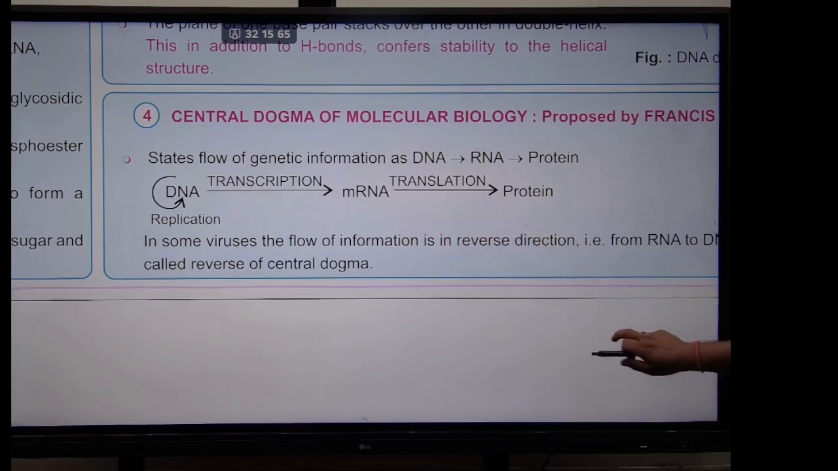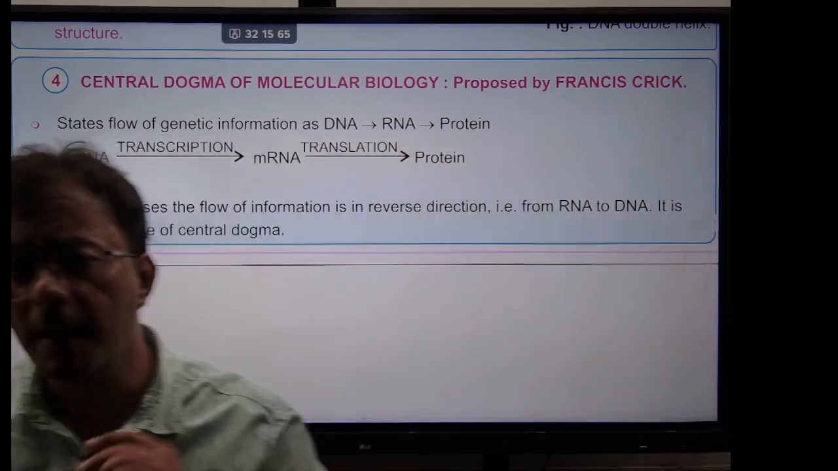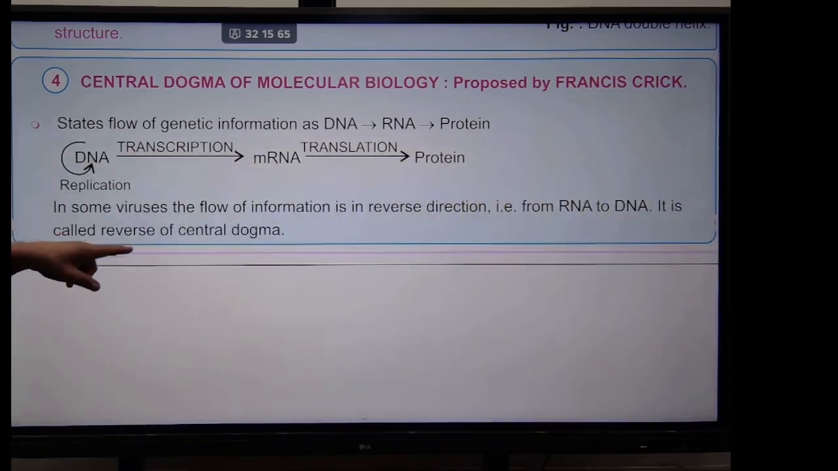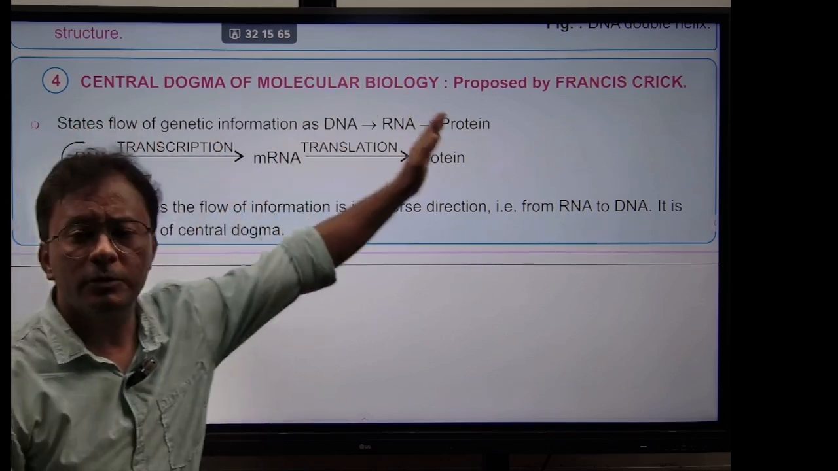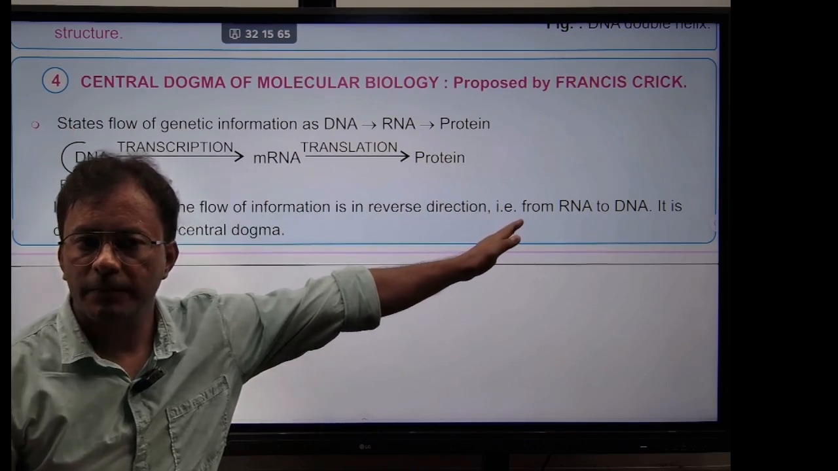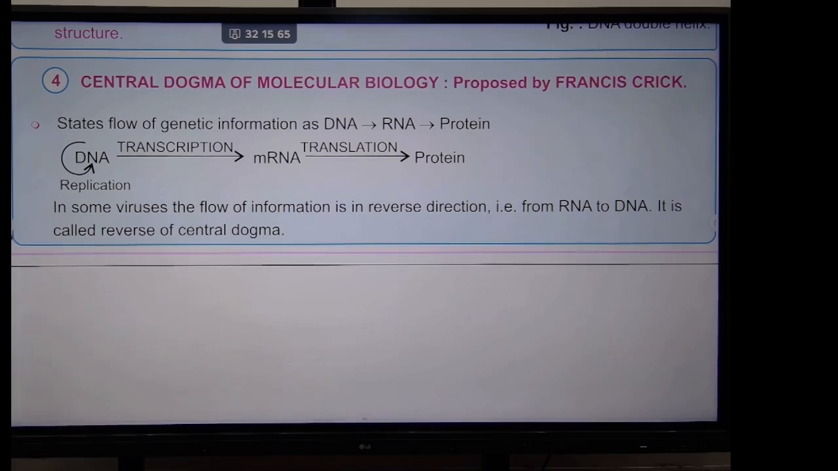And then it's mentioned that in some viruses, the flow of information is in the opposite direction, that is from RNA to DNA. In the majority of organisms, the information is transmitted from DNA to RNA to proteins. If this goes in the opposite direction, it is called reverse transcription, or reverse of central dogma. Are we clear there? Right. Now you see.